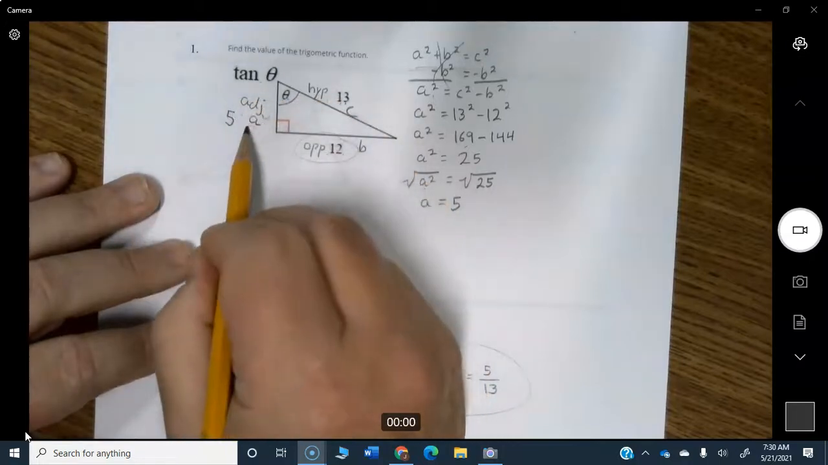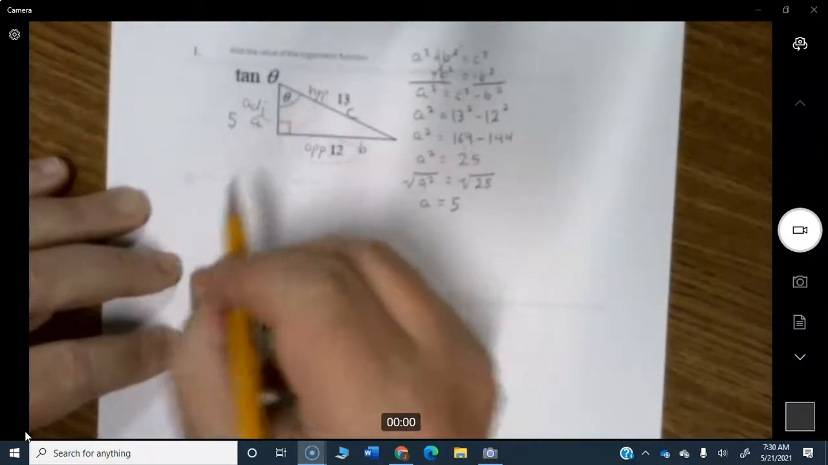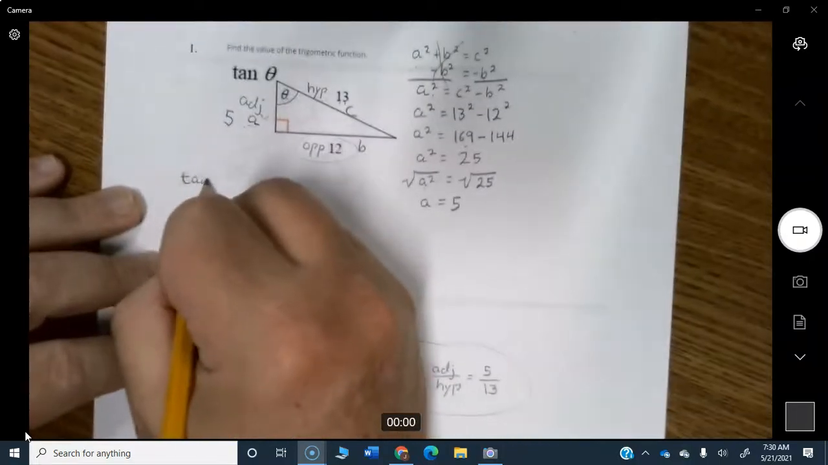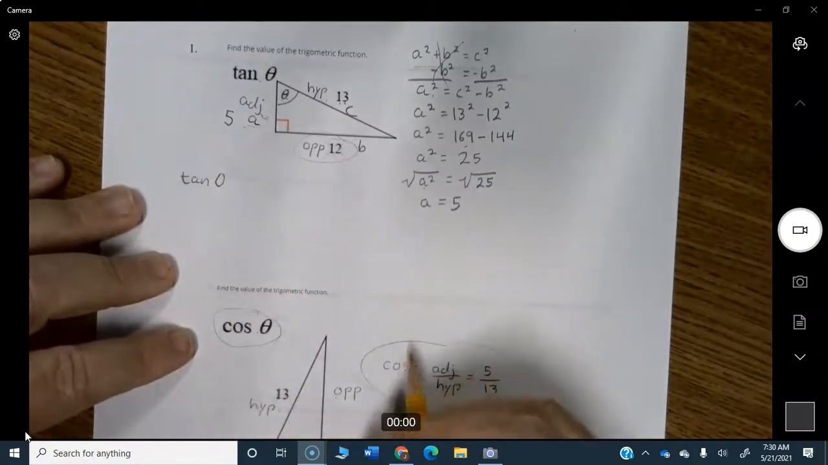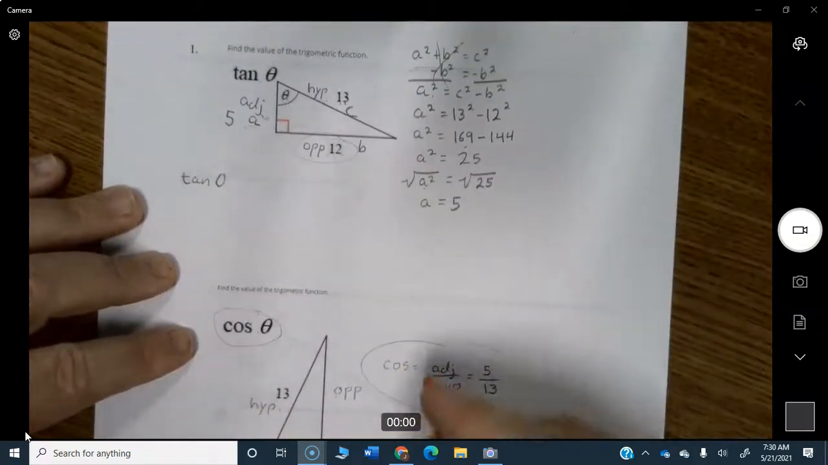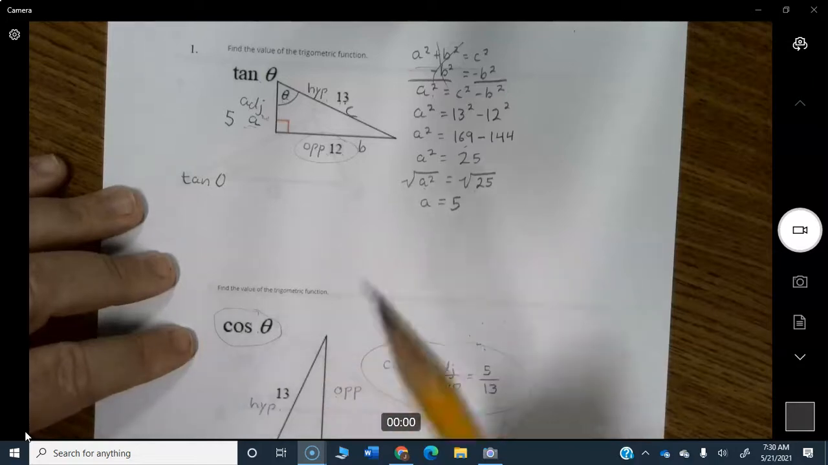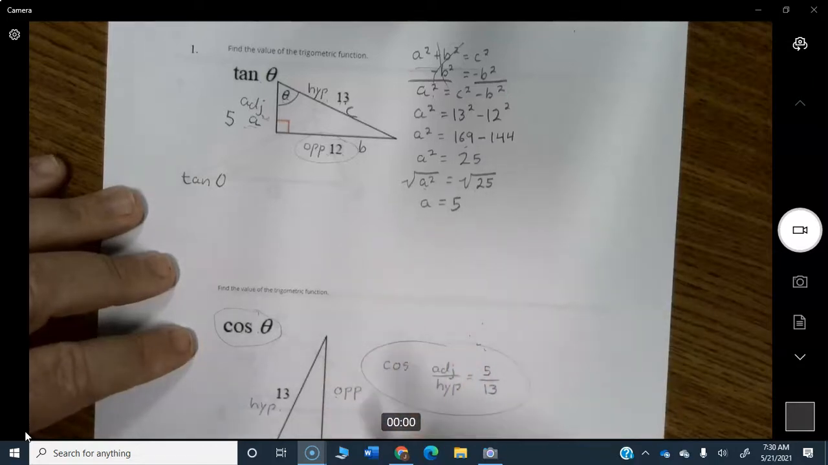So now we know the adjacent and the opposite. So the tangent equals the tangent. I shouldn't just write tangent, and I shouldn't have just written cosine here. Let me go back and correct that. It should be cosine theta. It's the cosine of an angle. Cosine or sine or tangent are always of an angle. So let me correct that.